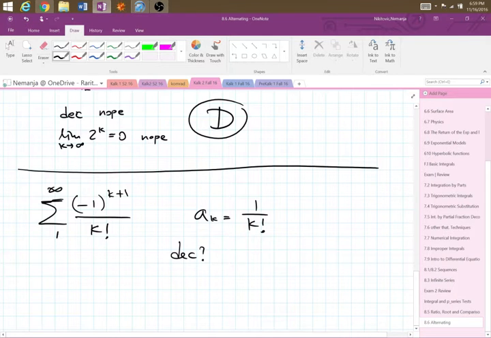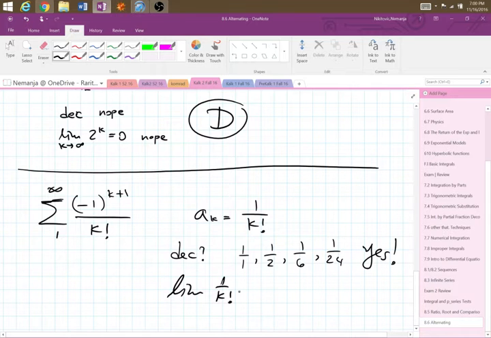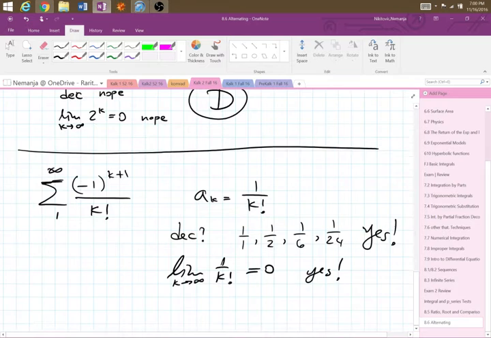Is it decreasing? Yeah. Because what is the sequence? It's 1 over 1, and then what's the next number? 1 over 2, and then what's next one? 1 over 6. Good. What's next one? Times 4, 24. See how the numbers are becoming smaller and smaller as the denominator grows? So it's decreasing? Yes, right? How's the limit looking? Look at the sequence. Where's the limit going as k goes to infinity? Goes to 0. So yes, it passed both, right?